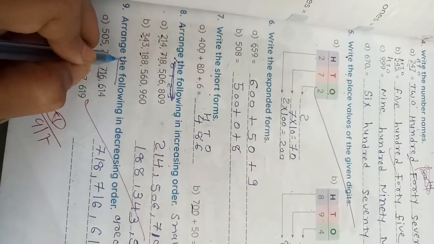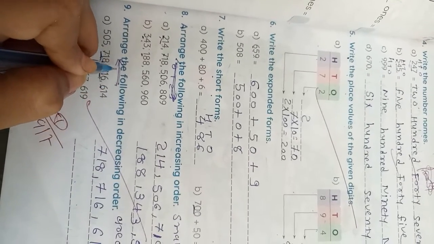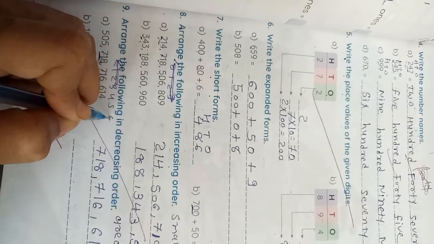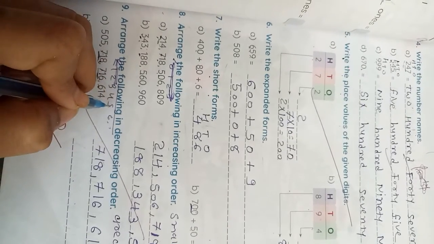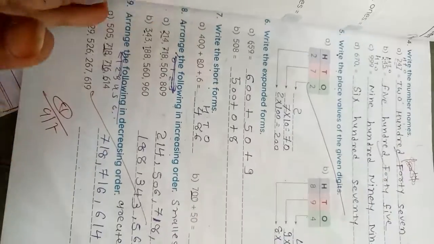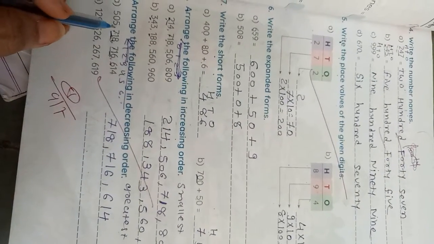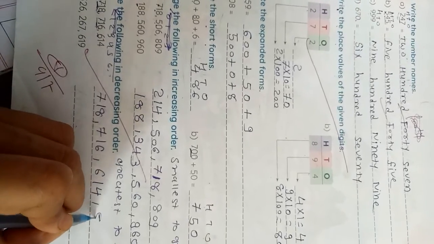On your scale you have to move from right to left in this way. So 1 2 3 4 5 6 7 8 9 10, then 6 comes first, then after that 5, then after that 4. So on your scale, right to left for decreasing order, and left to right for increasing order. Then at the last, the lowest value, 505.